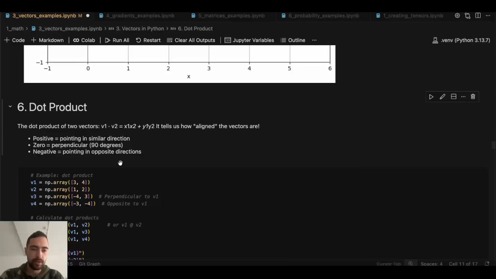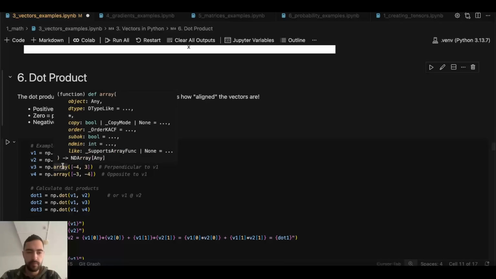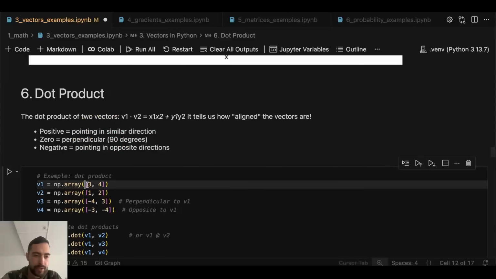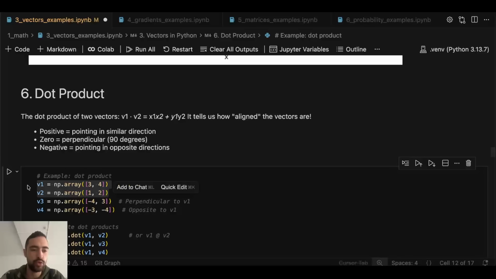So it's very simple. We will multiply first dimensions. Here we have a vector, let's say 3, 4, and the second vector is 1, 2. To find the dot product or similarity between them, we multiply 3 times 1. So we multiply the first dimensions, and then we add the multiplication of the second dimensions, 4 times 2. So 3 times 1 is 3, plus 4 times 2 is 8. So 3 plus 8 is 11. So the dot product between these two is 11.